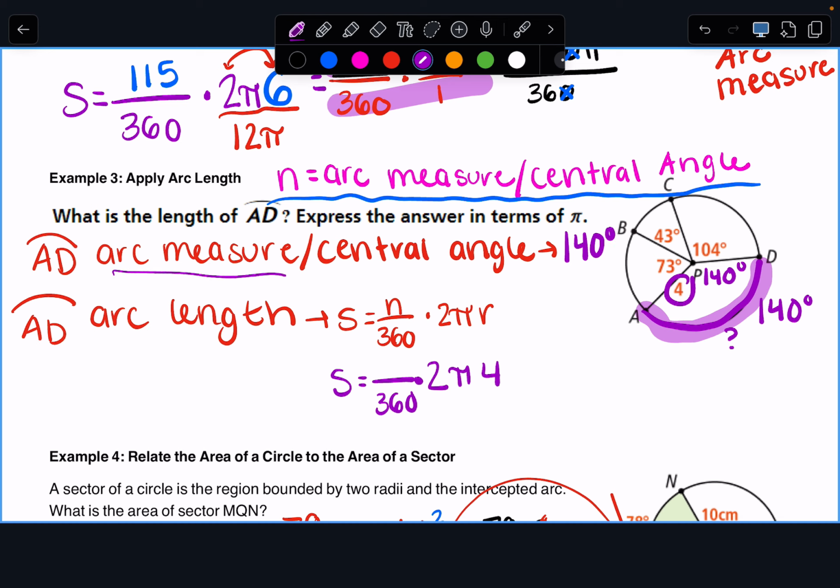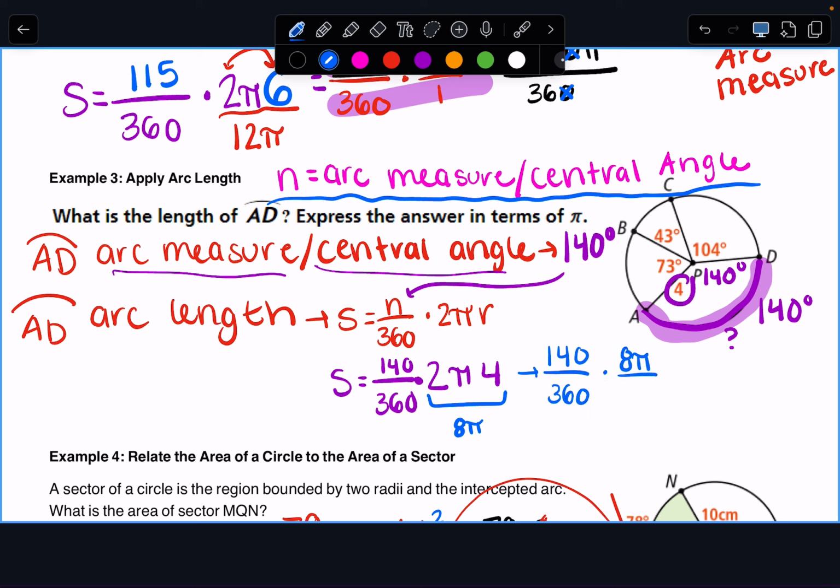So we know the arc measure and the central angle that we need is 140. That is what we plug in for n. We plugged in our radius, we plugged in our n value, now we're ready to simplify. Let's start here. 2 times 4 is 8, and then pi is still just going to hang out on the end. So here's what we're looking at now. 140 over 360. Times that by 8 pi over 1.